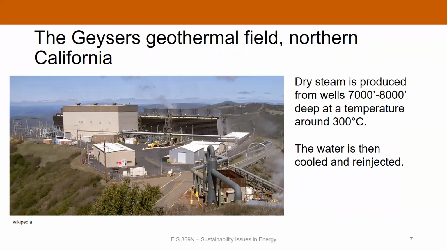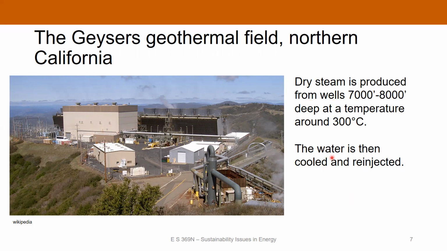Here's an example of a dry steam generation at the Geysers. This is in Northern California. So here the Geysers were producing dry steam from wells that are about 7,000 to 8,000 feet deep, and they're around 300 degrees Celsius, which is that minimum threshold that you need to maintain having dry steam come to the surface. So they bring the steam out, it generates electricity, and then they re-inject the cold water for it to heat up again and start the process.